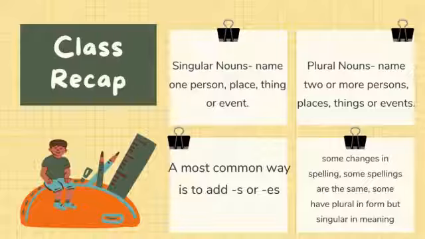But there are also what we call the irregular nouns, which need to be changed in spelling in order to form the plural form, and some have the same spelling of its singular and plural form. Others have plural in form but are actually singular in meaning. Okay?